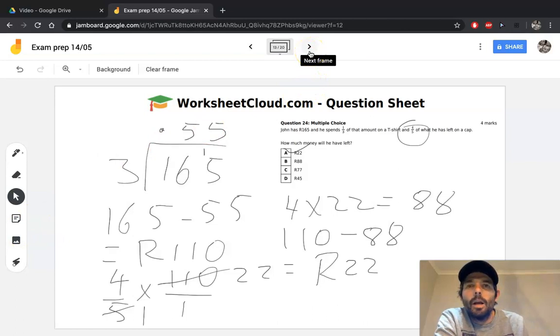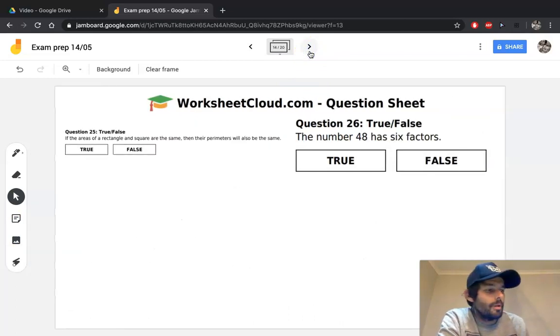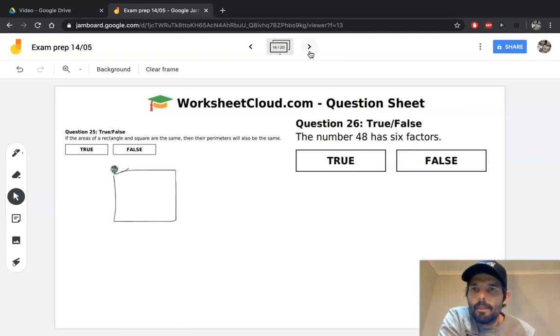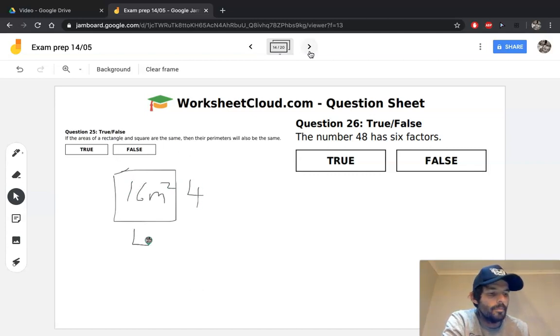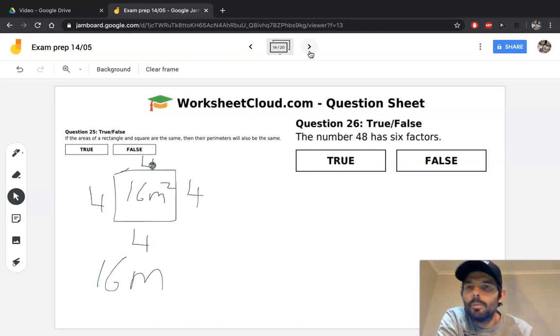Right, let's go on to the next question, question 25. If the area of a rectangle and square are the same, then their perimeters will also be the same. Let's work that out by using an example. Say we have a square and the area of the square is 16 meters squared. We then know that the sides are 4 by 4. The perimeter of that square is going to be 16 meters because 4 plus 4 plus 4 plus 4 is 16.